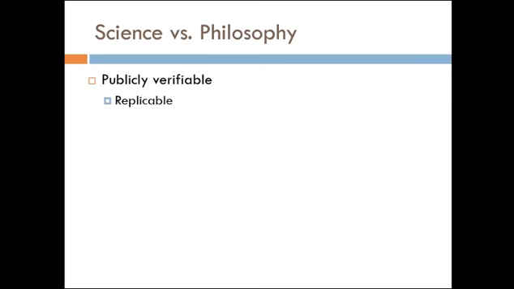So what do we mean by publicly verifiable? Well, for one thing, it means that other people could replicate our studies. We call that replicable. Other people could read our report or hear our talk at a conference and then go back and try and collect the data themselves and see if they get the same outcome. If they do, then it provides further support for our interpretation. If they don't get the same result, then it throws into question our interpretation.